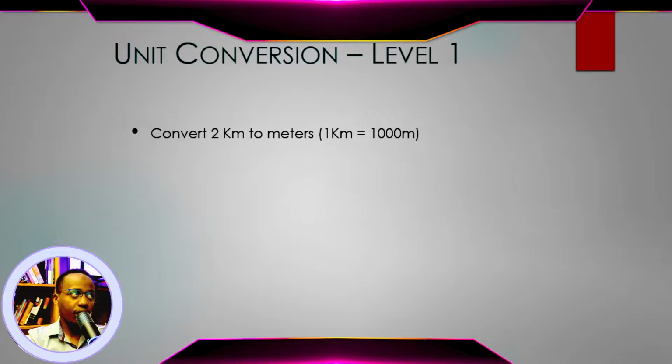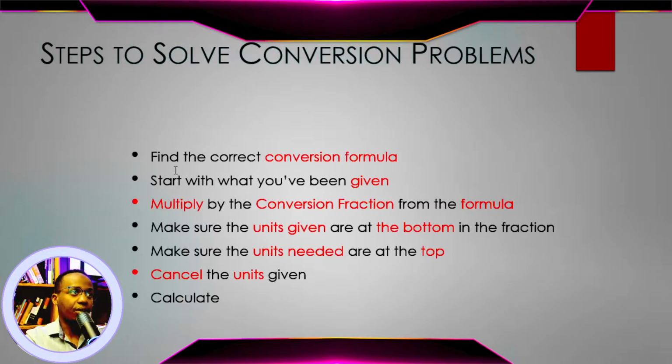Because you really need to know how to follow these steps, because if you don't have a system, it can be confusing. So the first step is, if I give you this, convert 2 kilometers to meters, the first step is find the formula. Is there a formula for conversion? Yes, we have it. That's the first step. Find the correct formula, all right?